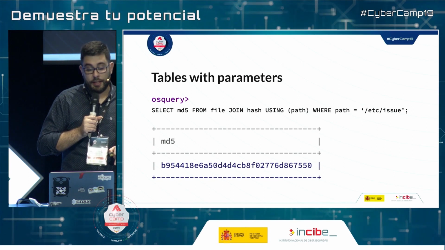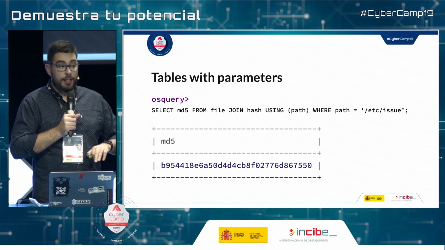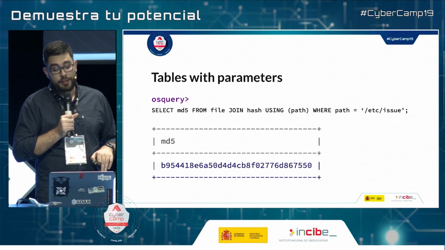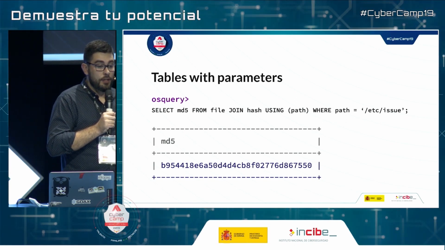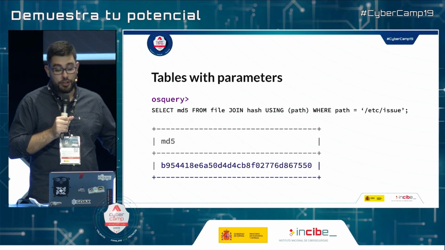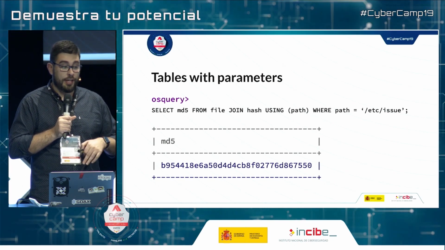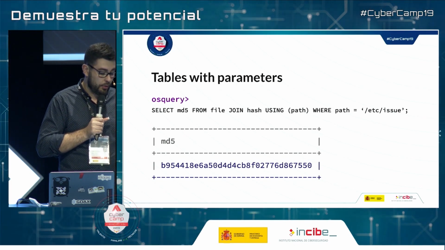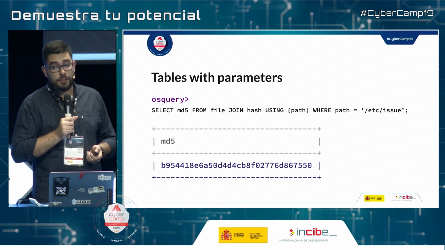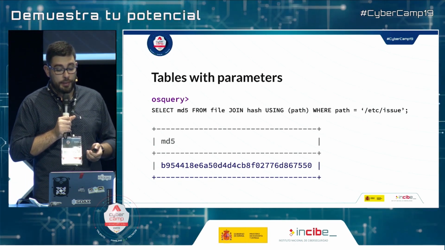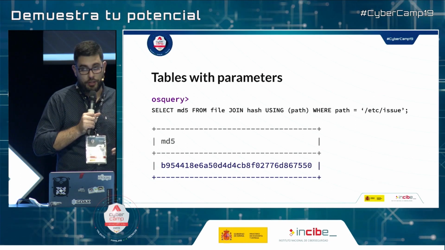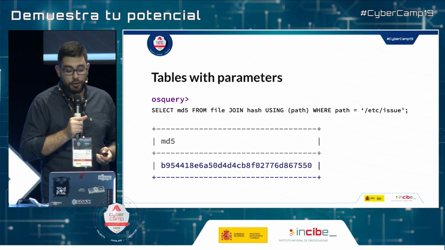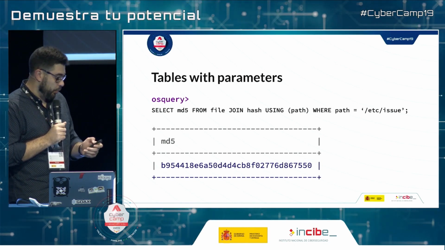Another example, which is very useful, is this one. You can use the file table to extract information from a file, but in this case, it's doing a join with the hash table, so you can extract the information from the table that you're pointing towards. It would give you the MD5 of that table. The hash table, you will see it will have MD5, SHA-1, and so many different hashes.